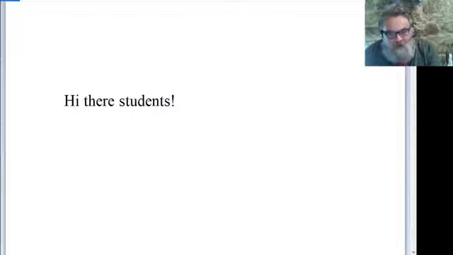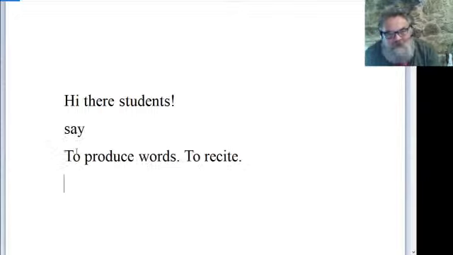Okay, let's see what I want to do today. You were asking the other day about simple words for actions, for simple things, but lots of different meanings. So for example, we have the word to say, and I've got lots of synonyms here today for the verb to say. Okay, so to say normally to produce words, to recite.